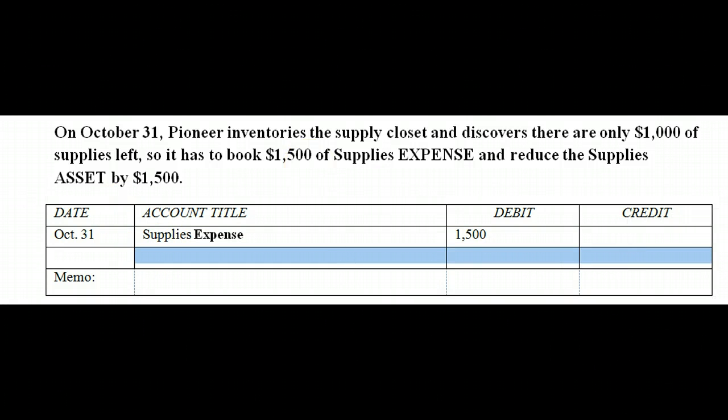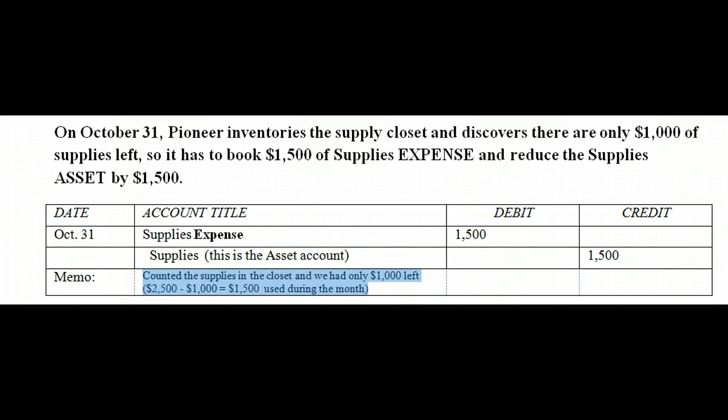And where did those supplies come from? They came from our supply closet. So we're going to reduce that asset account by $1,500. And if we want to, we can show the calculation down here in the memo section. We started out with $2,500. When we looked in there at month end, there was only $1,000 left, so we must have used $1,500. Notice that cash is not debited or credited, but we do debit one income statement account and credit one balance sheet account.